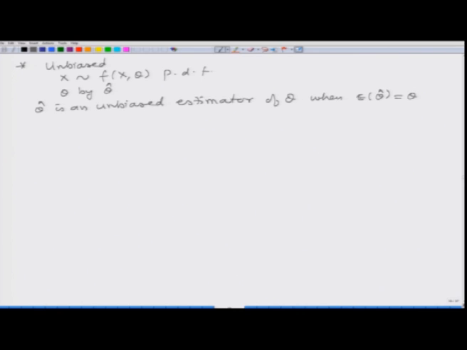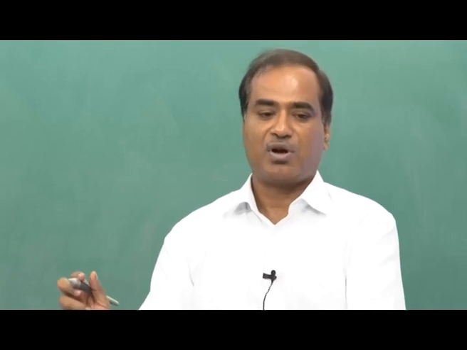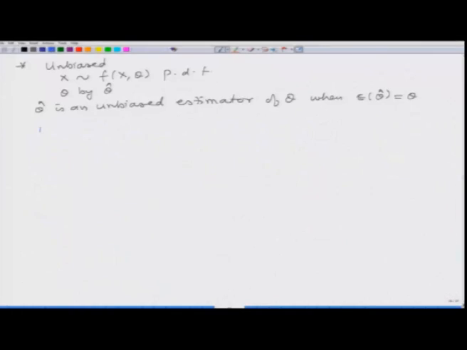Now, if I want to see whether beta 1 hat or beta 0 hat is an unbiased estimator or not, then essentially we have to see whether the expected value of beta 1 hat is equal to beta 1 and the expected value of beta 0 hat is equal to beta 0. So, let us try to attempt it. We have considered beta 1 hat as Sxy over Sxx, and in the earlier slide I showed you that this can be written as summation i goes from 1 to n of ci yi, right.